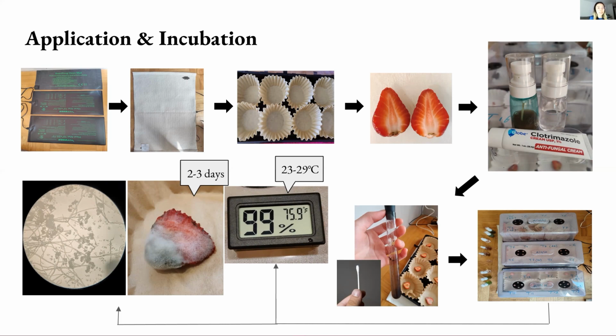After 2 to 3 days, the strawberries grow mold, and I took pictures of each strawberry to evaluate the percentage of mold coverage by overlaying a transparent graph paper grid, as shown here. Then I evaluated the mold samples under a microscope. I tested each treatment at least 3 times and averaged the results to look for statistical significance.